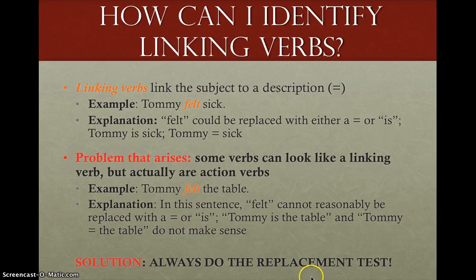The solution, always do the replacement test. If you're trying to figure out if a word is a linking verb, do the replacement test. Forms of the word to be are basically always linking verbs, and then there's some other words that you'll see along the way. Okay, so let's take a look.